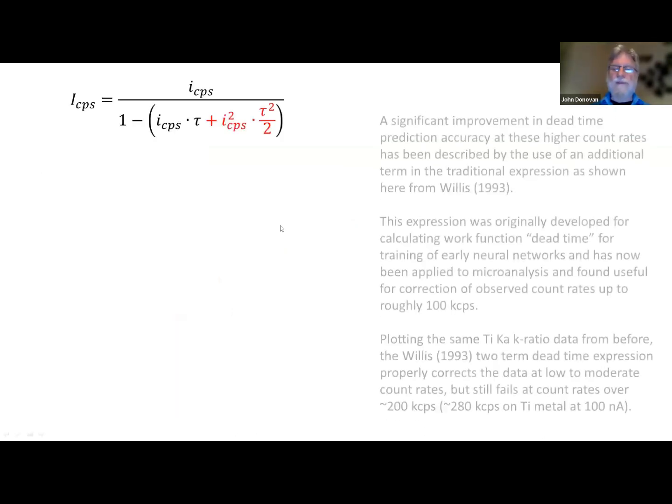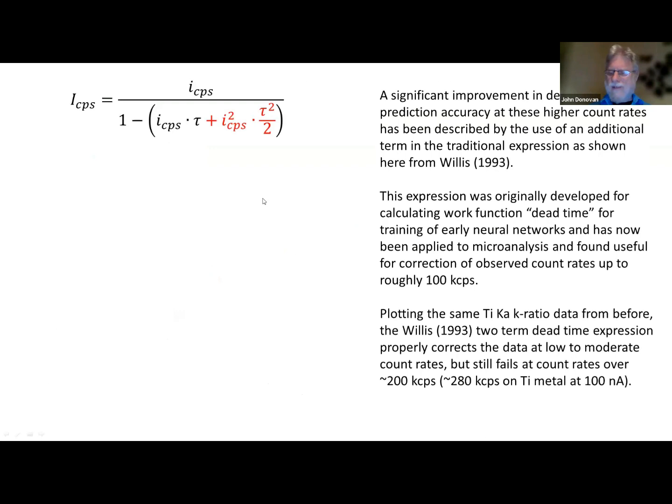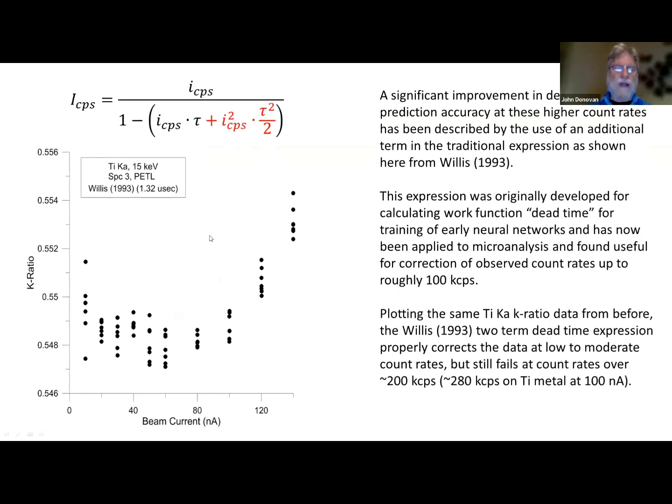What we need to do is go nonlinear. And here's an expression that I found, published in the 90s in a neural net paper, where they have dead time in neural networks, and they said, okay, let's take this dead time correction and add a nonlinear quadratic term. When we apply that to the data, it's flat now out to about 100,000 counts a second. So we've now doubled the useful range of our instrument. That's pretty cool.